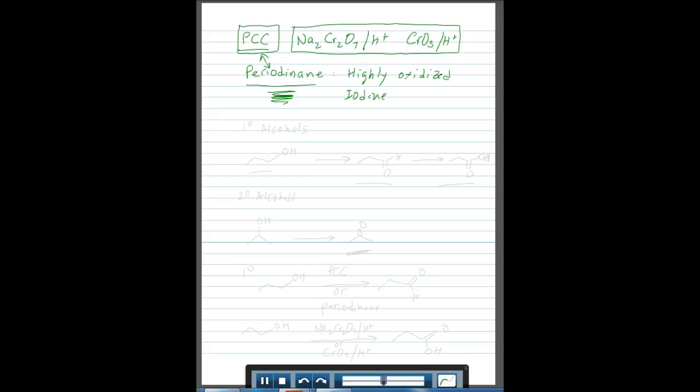Okay, so first let's talk about primary alcohols. What can you do with primary alcohols? Well, if you have a primary alcohol, you can oxidize it to an aldehyde. You can also then further oxidize it to a carboxylic acid. Okay, let's look at a secondary alcohol. What can you do with a secondary alcohol? Well, the only thing you can do is oxidize it to the ketone.